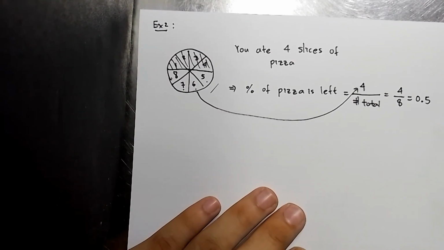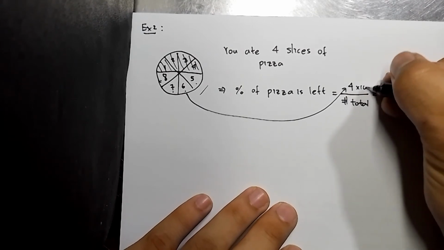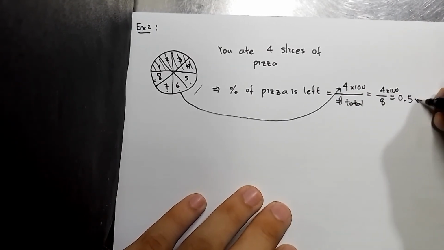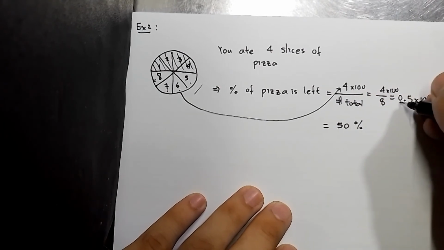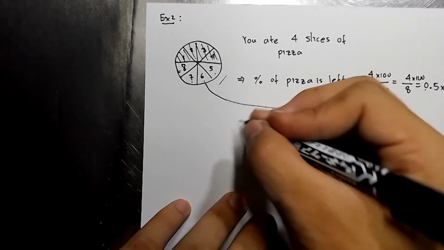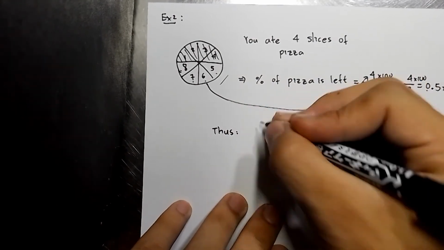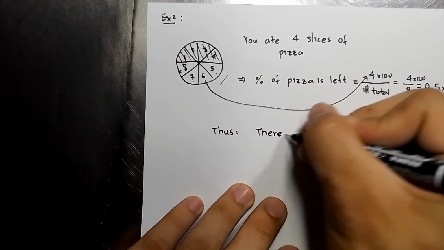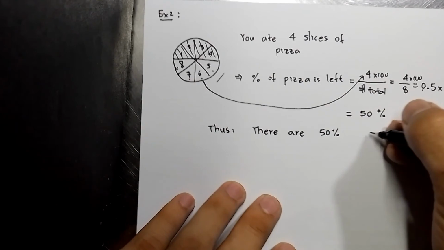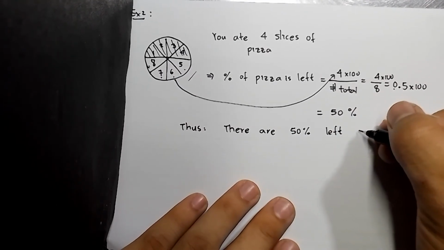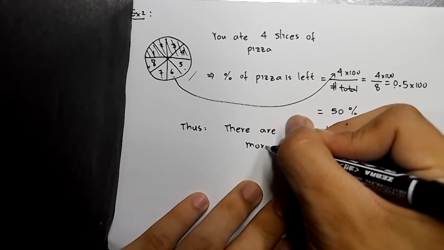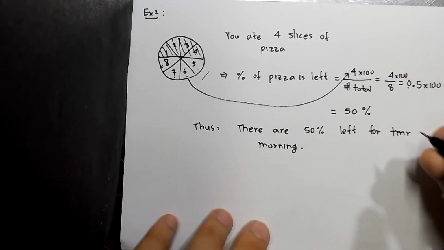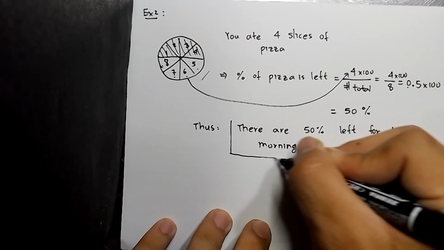0.5. Okay, you can try to divide it by yourself. You will see 0.5. Remember, percentage needs to times 100. So you only have 50% left of pizza for tomorrow morning. That makes sense. Thus, the answer will be there is 50% of pizza left for tomorrow morning. Okay, for tomorrow morning. So here is how you answer.